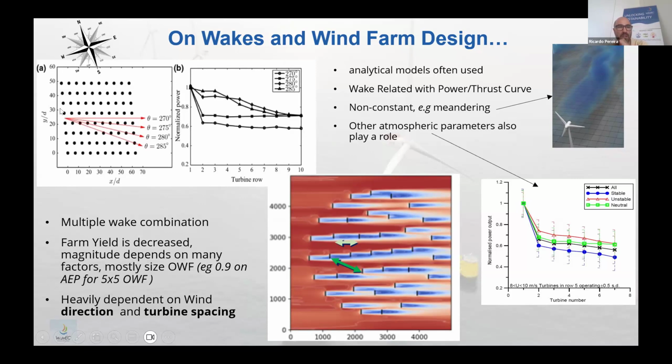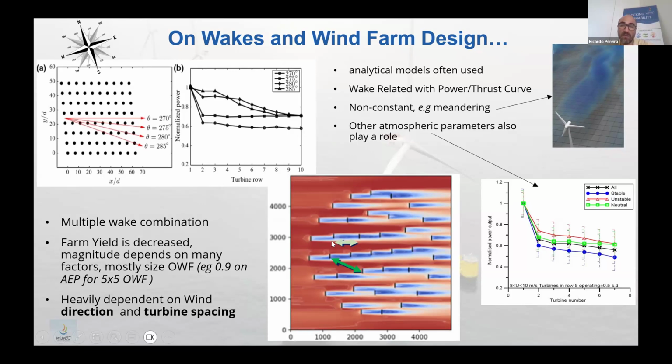And if I take a longer row, then on the y-axis here we're showing the power output. And then we see that, for subsequent machines, you have less and less power. The effective power that you have will depend a lot on many things, namely on the wind direction and on the spacing between the turbines.